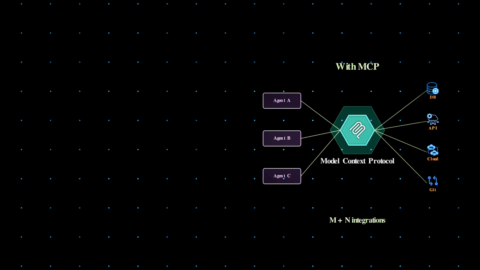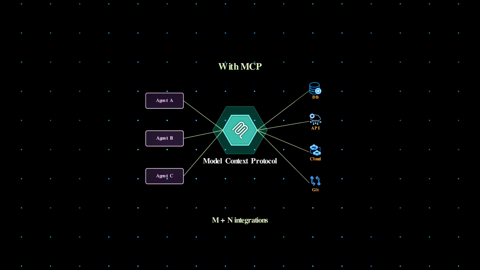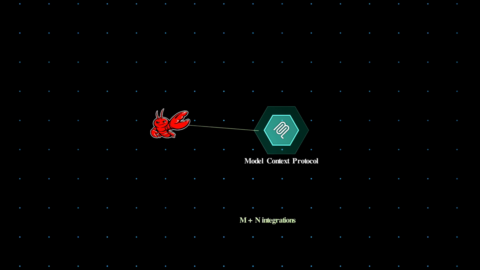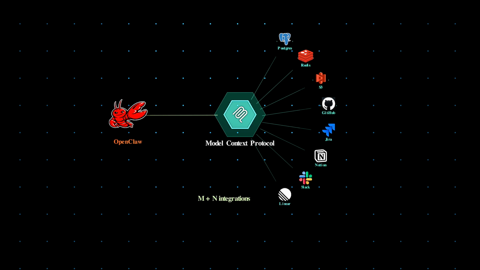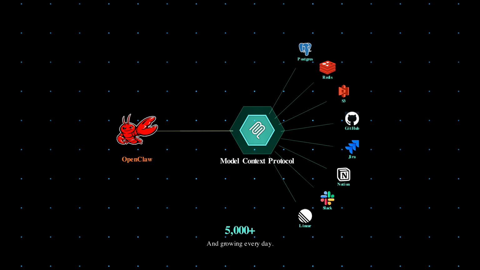If you want to dive deeper into how MCP works, please check out my AI Agents video. OpenClaw is a native MCP client. Thousands of community-built servers, databases, cloud services, dev tools, APIs, all work with your assistant instantly. No custom code, no configuration headaches. Your assistant taps into an ever-growing ecosystem, not limited to what one company decides to build.